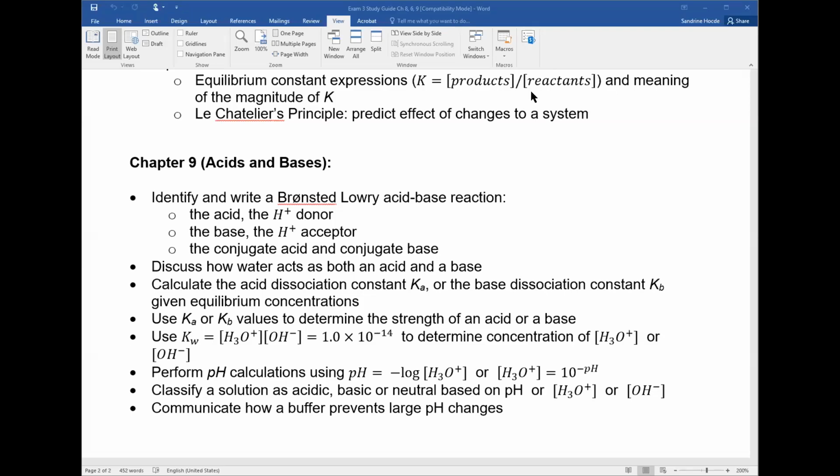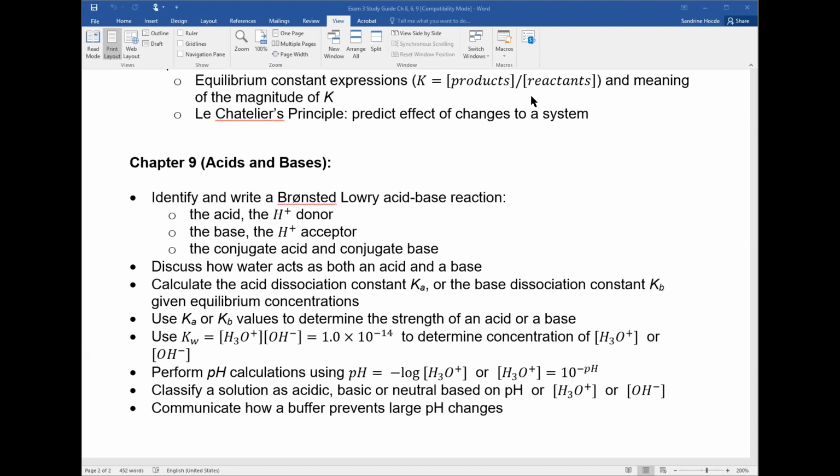So chapter 9 now. Chapter 9 is on acids and bases. First of all, you need to identify and write Brønsted-Lowry acid-base reactions. And so you need to remember the acid is the proton donor, the H+ donor. So an acid will donate its proton. And the base is a proton acceptor. So the base will accept the proton.